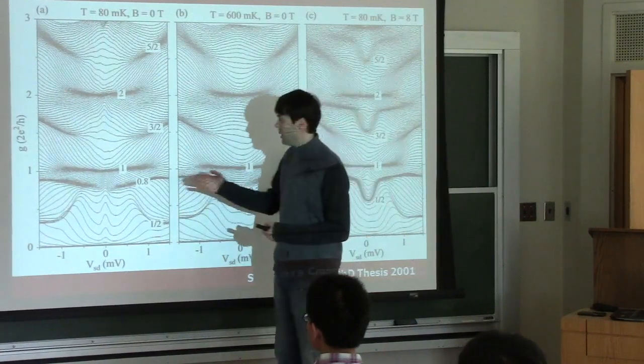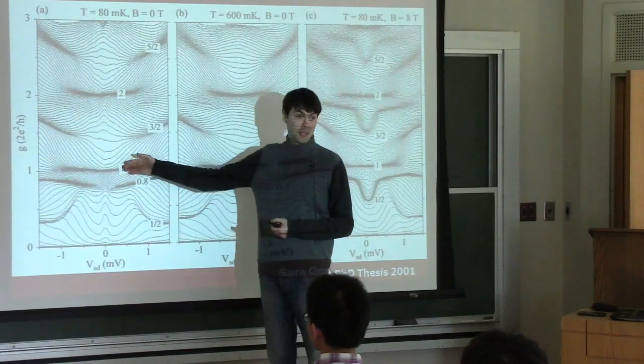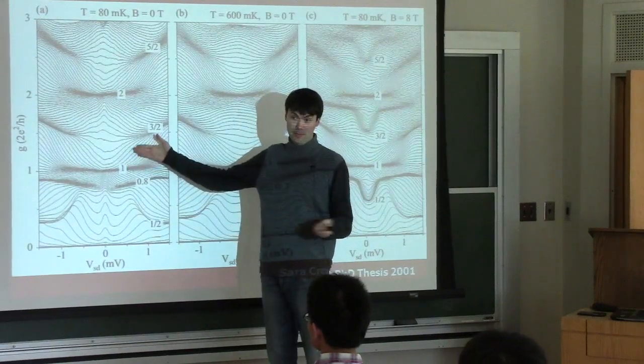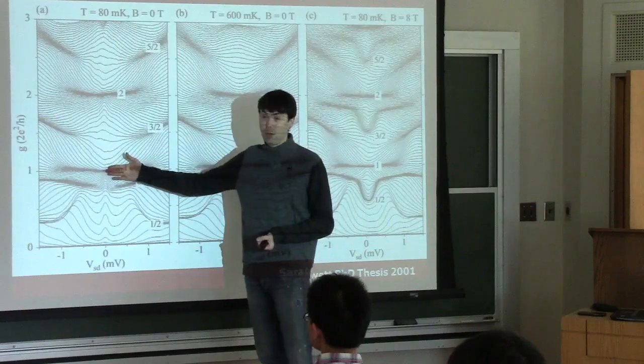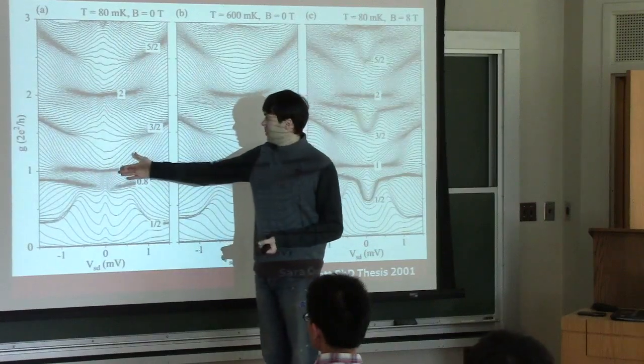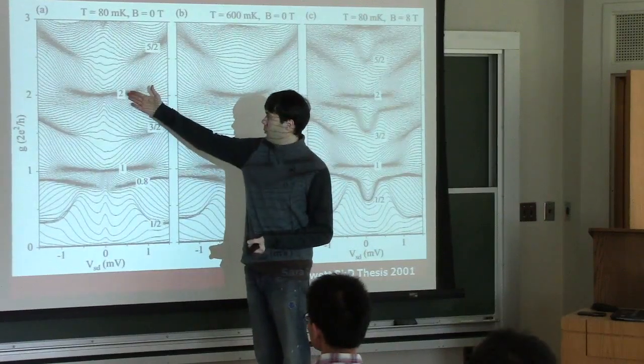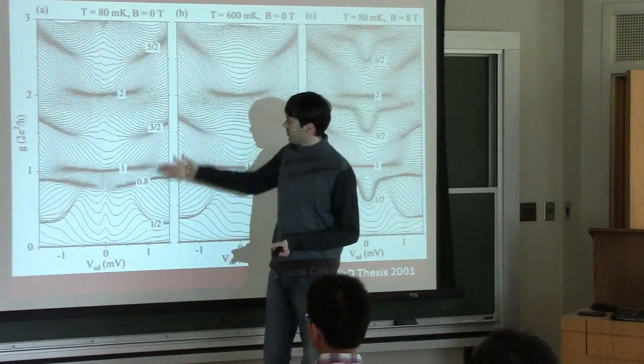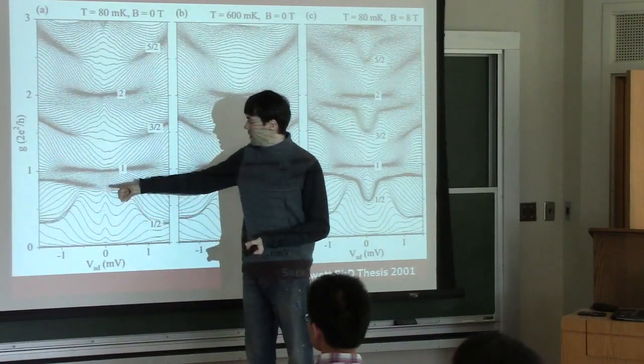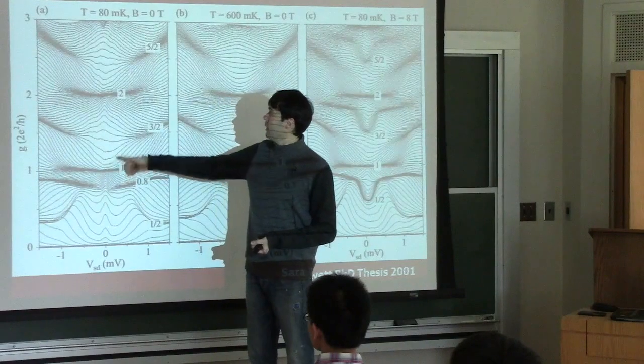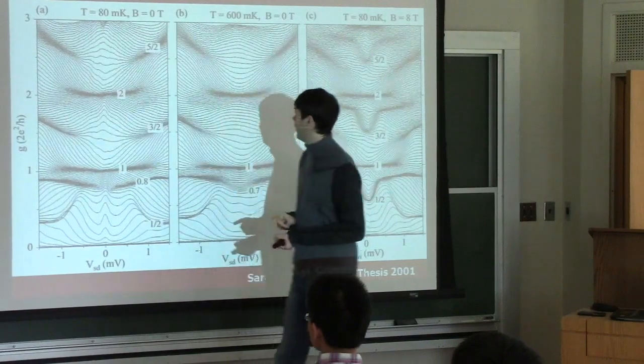Because as you change gate voltage, the conductance does not change. That's a plateau, right? It's very easy. So that's how it works. So here is a plateau. Here's another plateau. Here we have some zero bias peaks going into the plateau. Here once again.